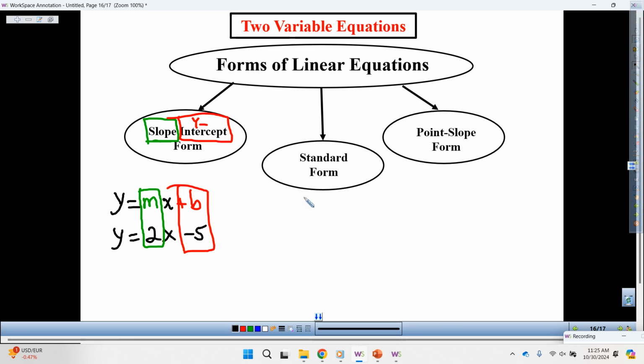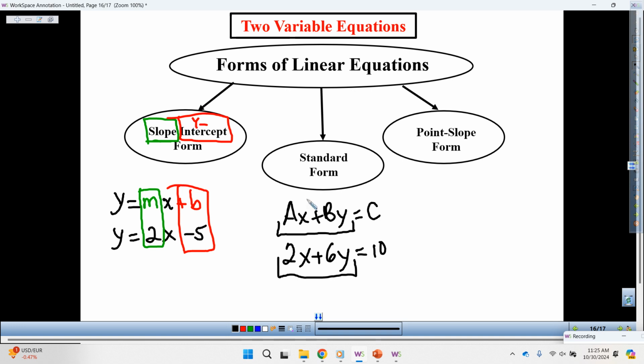The other one that I'm going to introduce is ax plus by equals c. This is known as standard form. What is particular about this one is that both x and y are on the same side of the equation. How does it look with numbers? Like this: 2x plus 6y equals, give me a number, 10. Notice that both x and y are on the same side of the equation. That's why this is known as standard form. Point-slope form, don't worry about that. We'll get to that pretty soon.